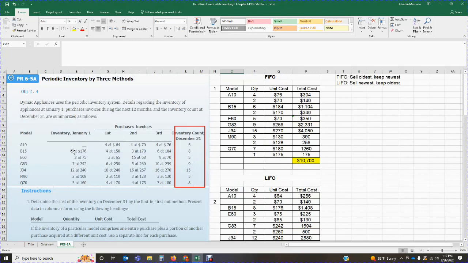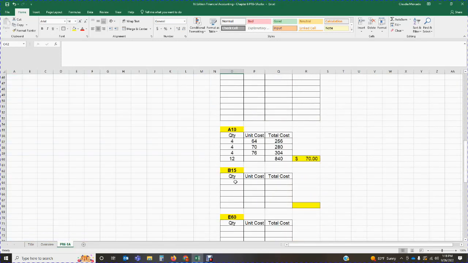Now here we have 1, 2, 3, 4 different transactions. We have 8 at 176, 4 at 158, 3 at 170, and then 6 at 184. So we're going to do the calculation for B15. I've got 8 at 176. I've got 4 at 158. I've got 3 at 170. And I've got 6 at 184.